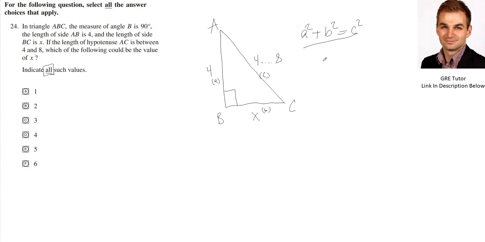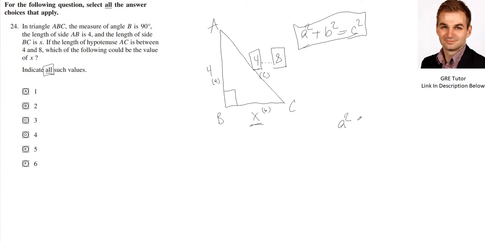Alright, so we need to set up 2 of these Pythagorean theorems because we are going to test the limits of this range. We're going to test 8 and we're going to test 4. 8 is the largest the hypotenuse can be, so that gives the largest x can be. 4 is the smallest the hypotenuse can be, so that gives the smallest x can be. So we're going to set up 2 of these.